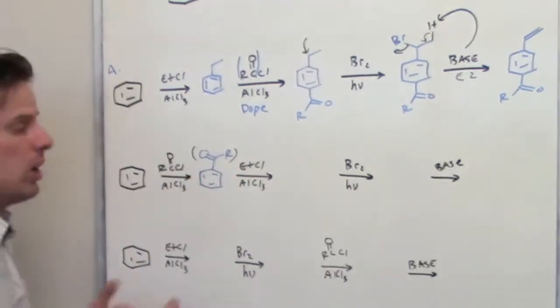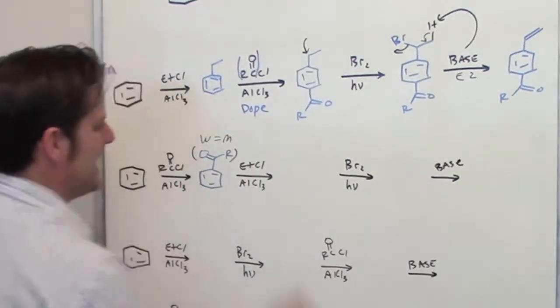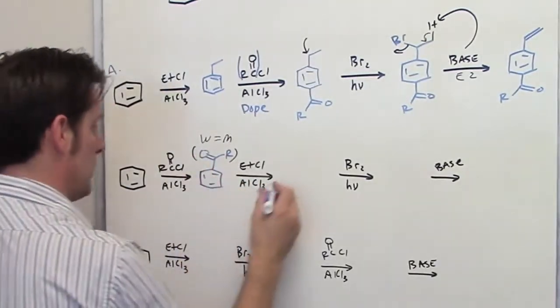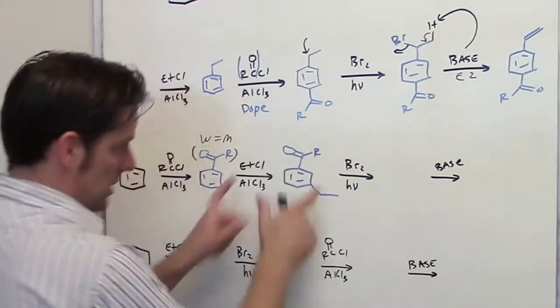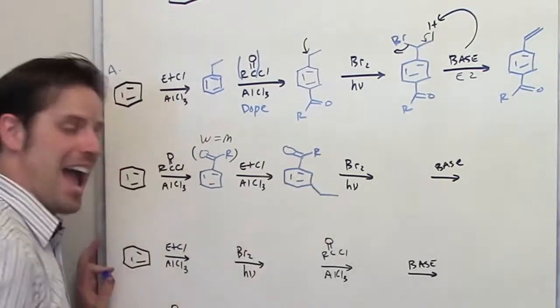It's a withdrawer. I remember W equals M. So it's going to place this ethyl appendage meta to this pre-existing acyl group, giving me that product. Now, if I take this product, treat it with bromine and light, it is going to, of course, put a bromine at the benzyl carbon.